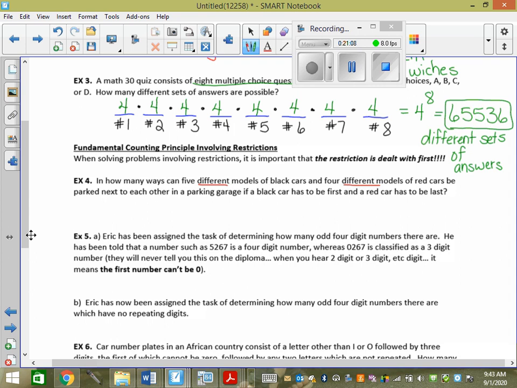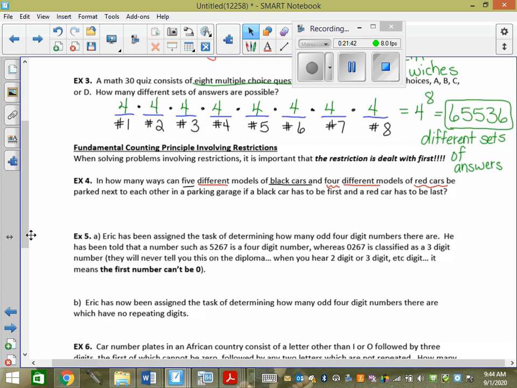So we have 5 different models of black cars and 4 different models of red cars. How many cars total do we have? 9. So we have 9 in total, and they must be parked next to each other in a parking garage. This is the catch: a black car must come first, and a red car must come last. Those are my restrictions.